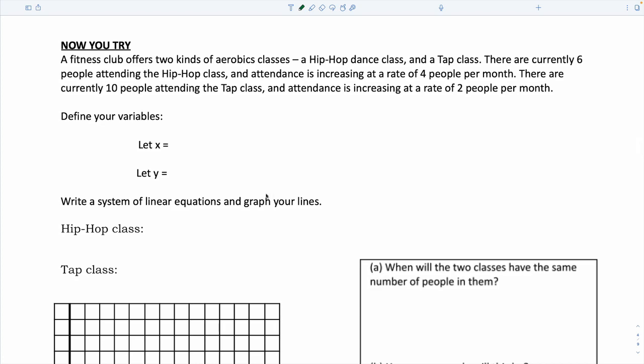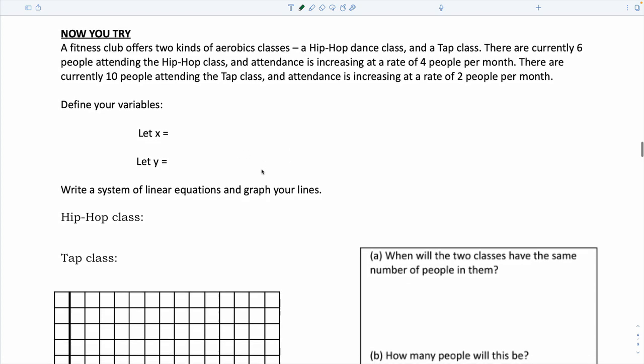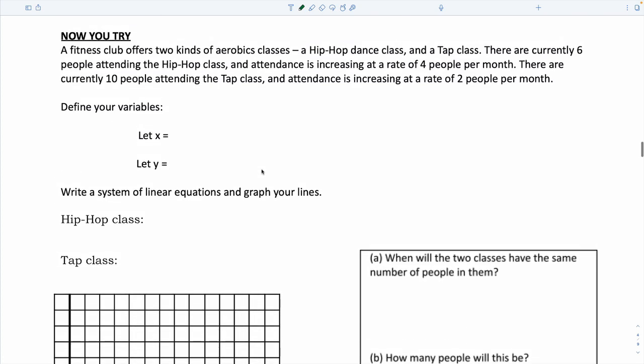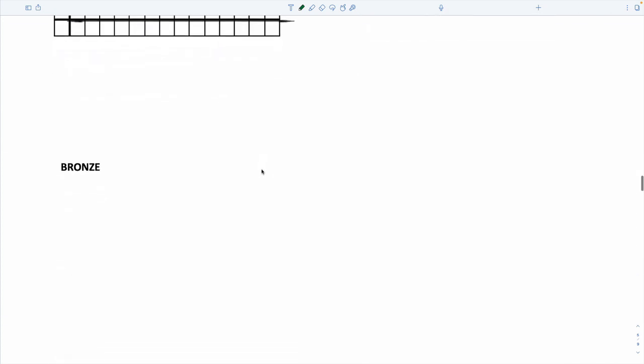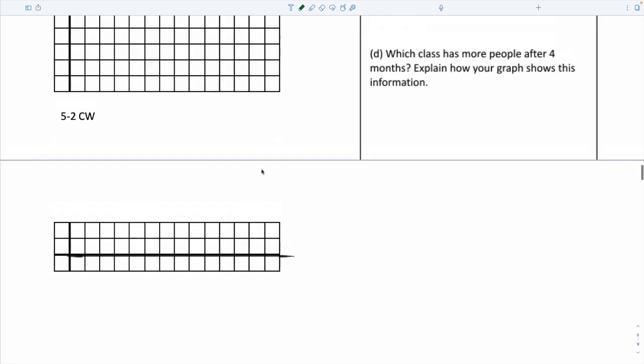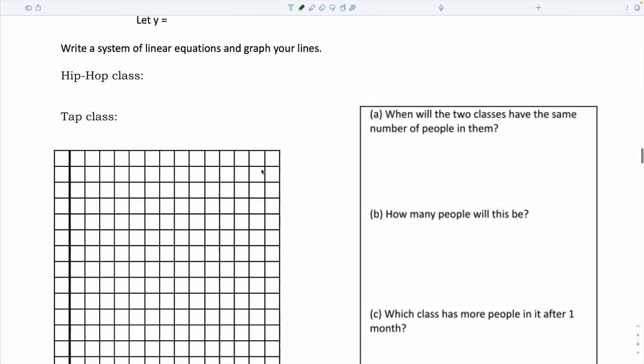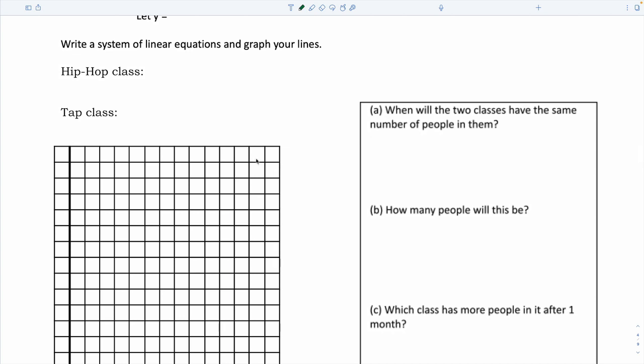This one is hip hop class. They have X and Y, and is one of them dropping? 10 people increasing. They're both increasing. Cool. You try this one for 5 minutes. Once you have each step done, check in with your partner because there is no answer.